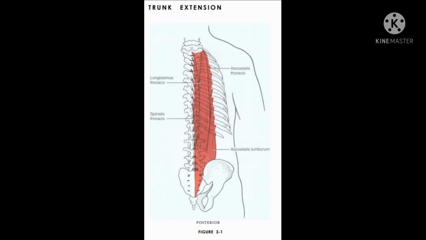Hello everyone. In this video we will be talking about trunk extensors and trunk flexors MMT. The trunk extensor muscles are iliocostalis thoracis, longissimus thoracis, spinalis thoracis, iliocostalis lumborum.